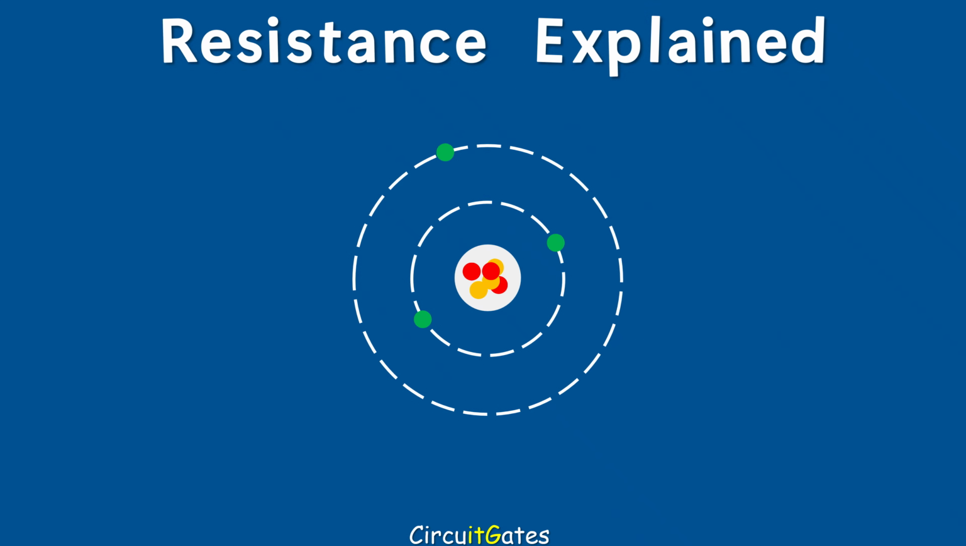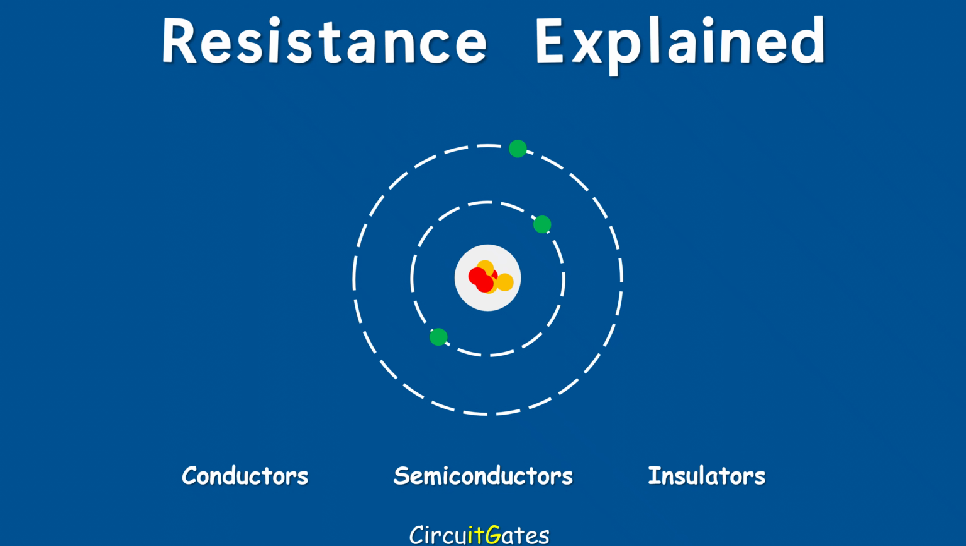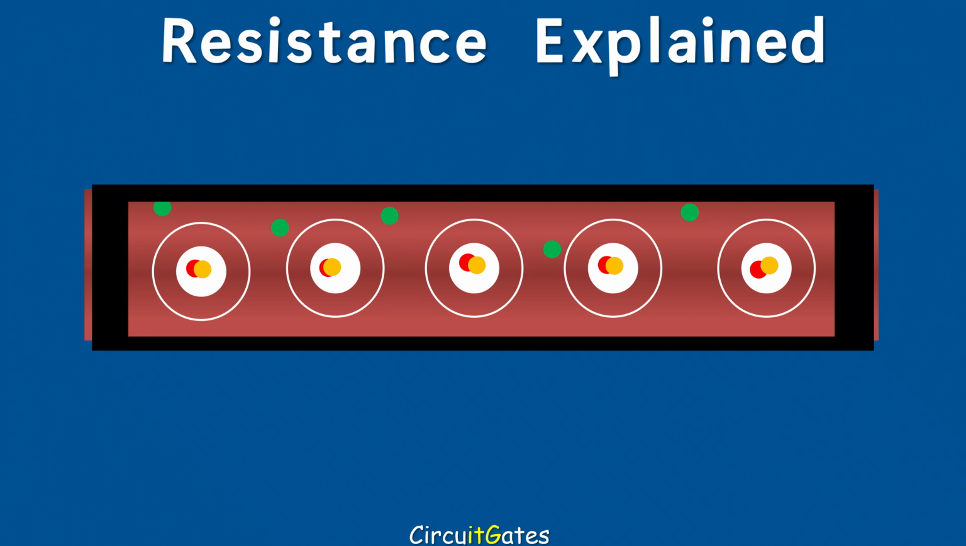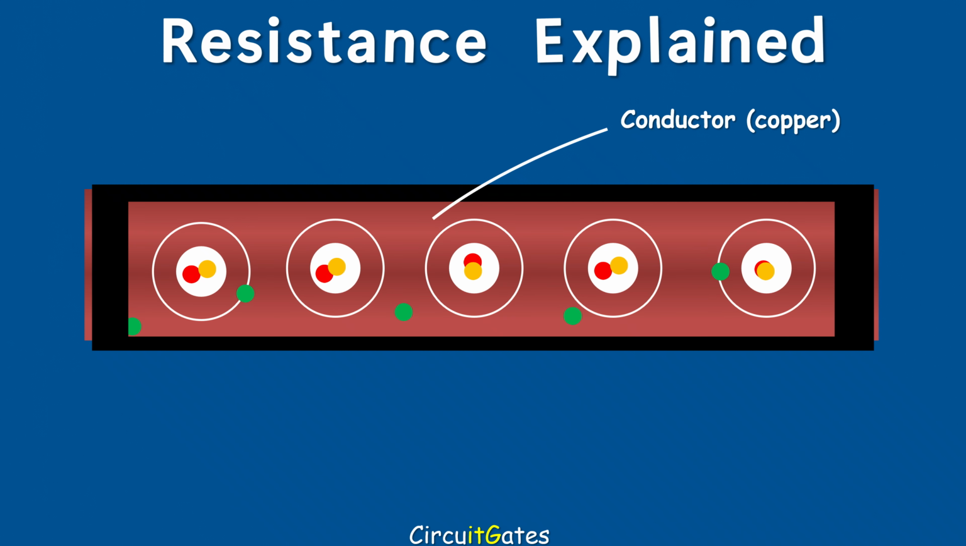We have three types of materials grouped according to the degree to which electrons are attracted by the protons in the nucleus of atoms. That is conductors, semiconductors, and insulators. In conductors, electrons are loosely held by the nucleus of atoms. Electrons can easily break from the nucleus of one atom and begin to orbit on the shells of nearby atoms. Conductors are materials with low resistance.